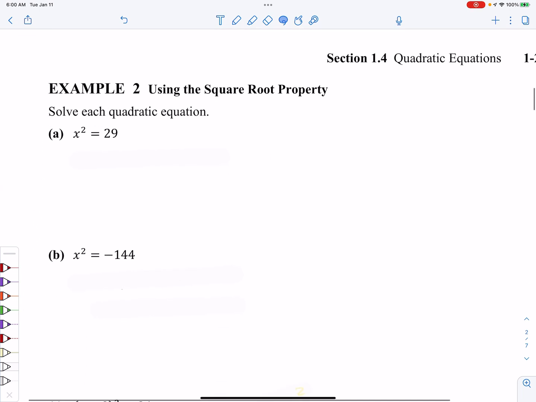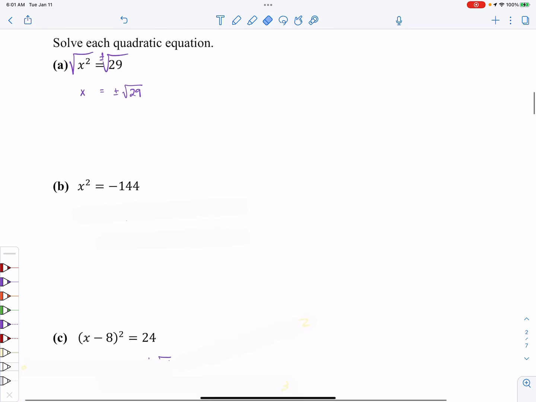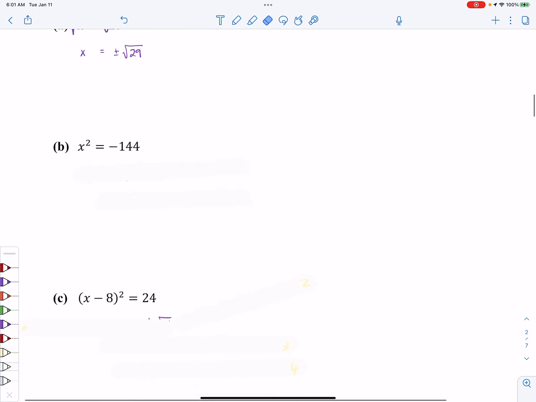So for example 2 then, what we see is we have x squared. We need to get rid of the square so that we can solve. Solve means get the variable alone. And so we're going to square root both sides, but just remember, anytime you square root both sides, you've got to include the plus or minus. And so what we have then is that x is equal to positive or negative square root of 29. And that can't be broken down any further because 29 is a prime number.